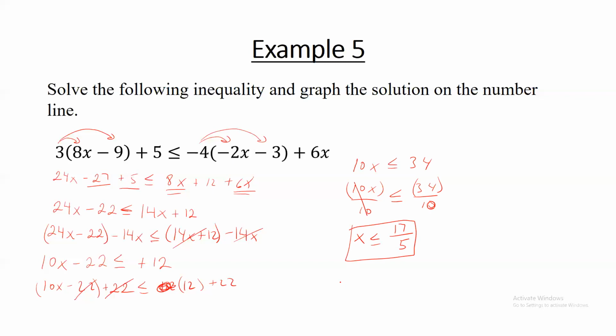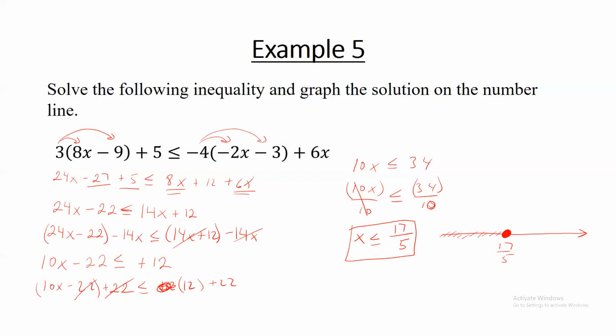X is less than or equal to 17 over 5, which, if we wanted to, we can represent on a number line with a filled-in circle at 17 over 5, because this is not a strict inequality. X could equal 17 over 5, and shade left because X is smaller.